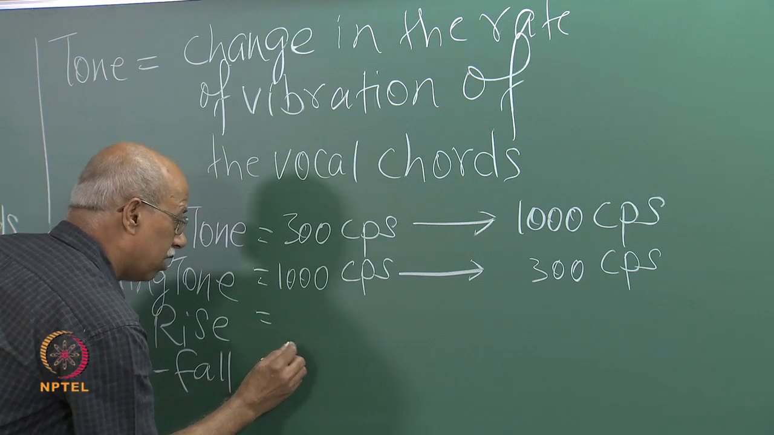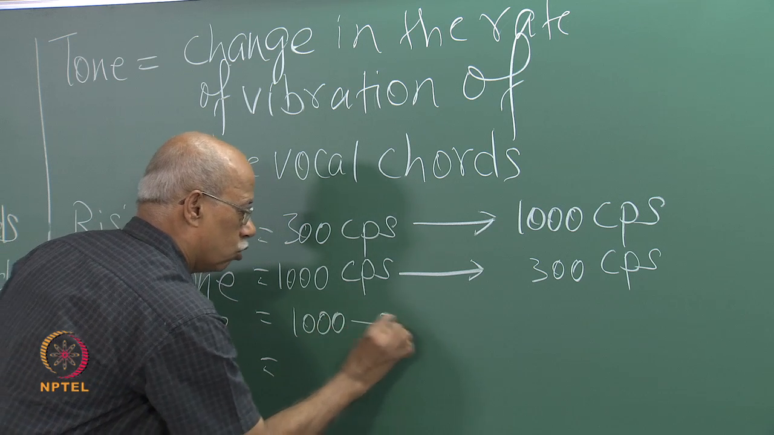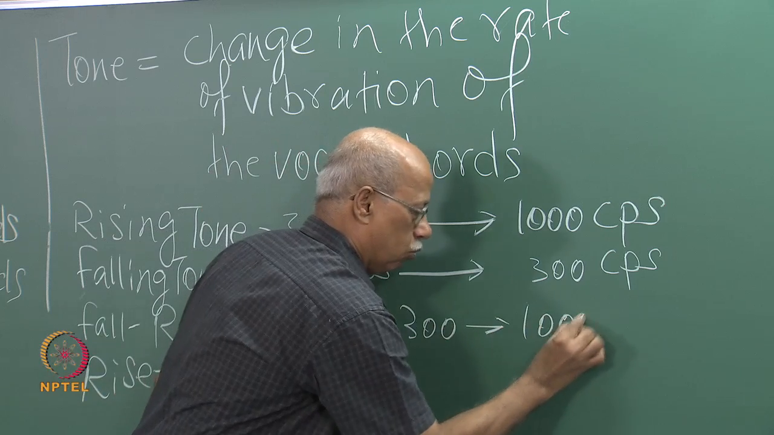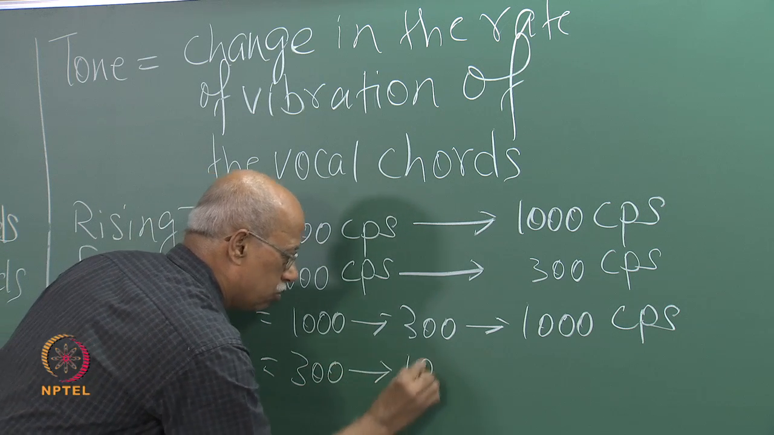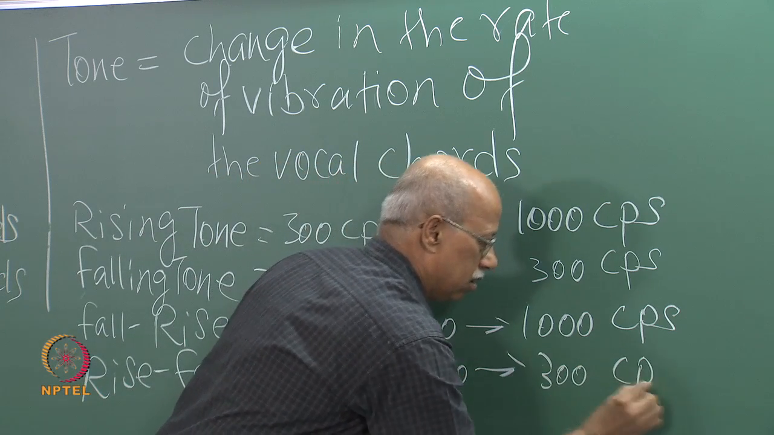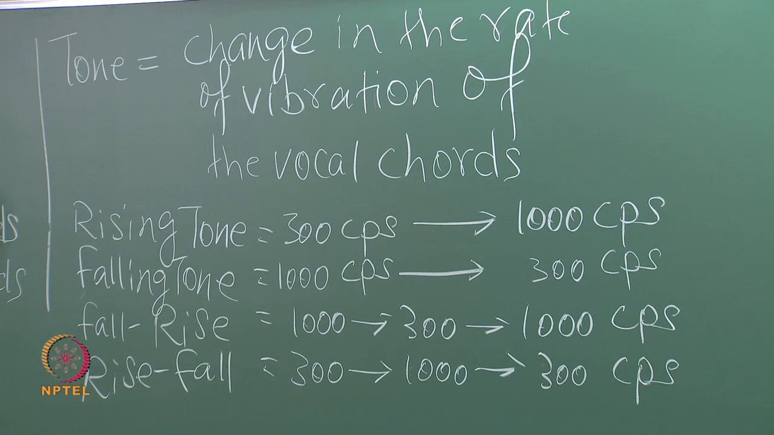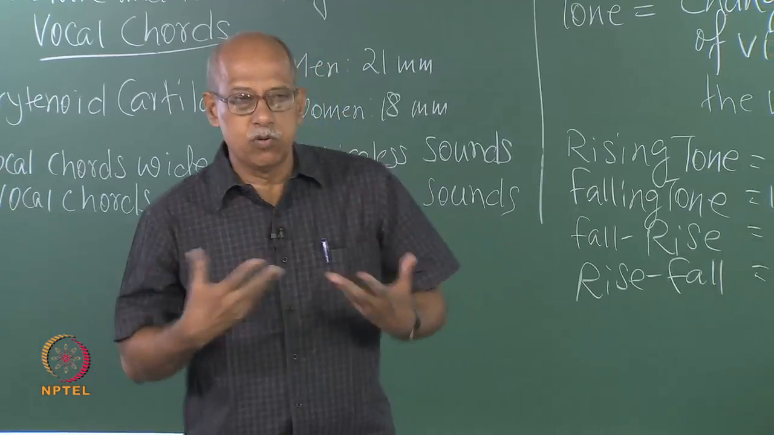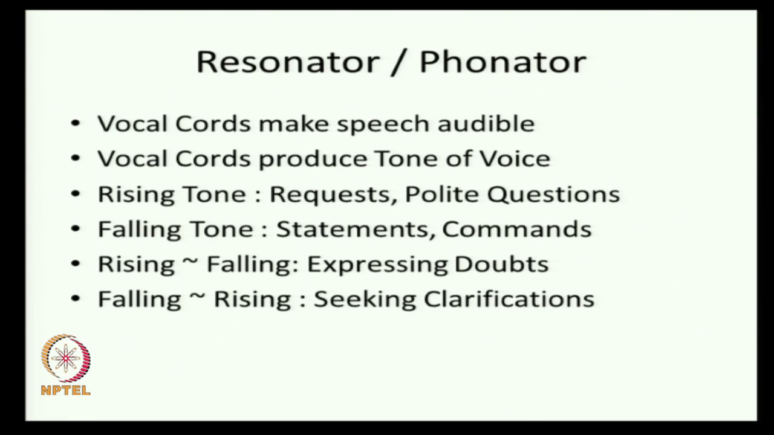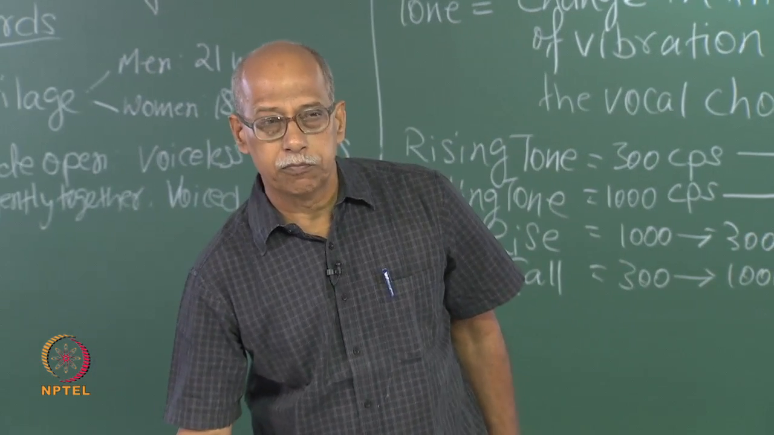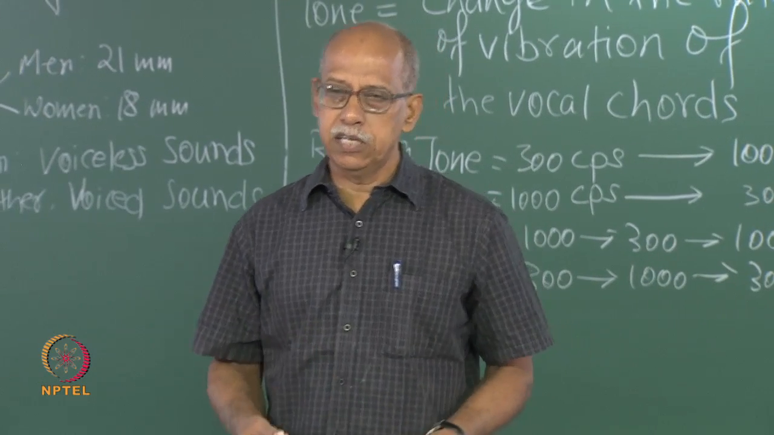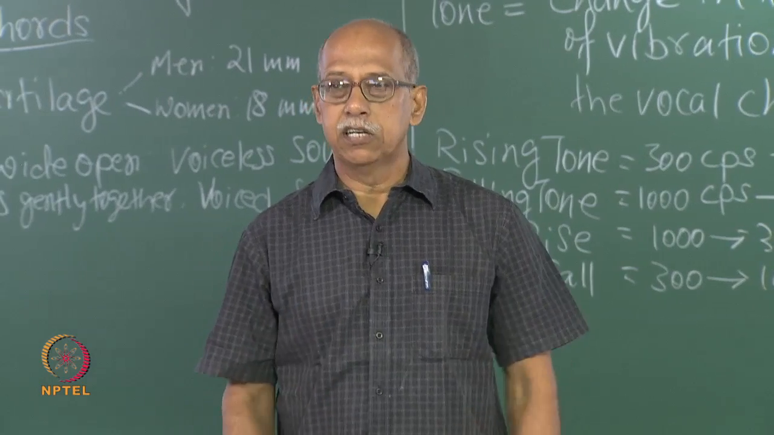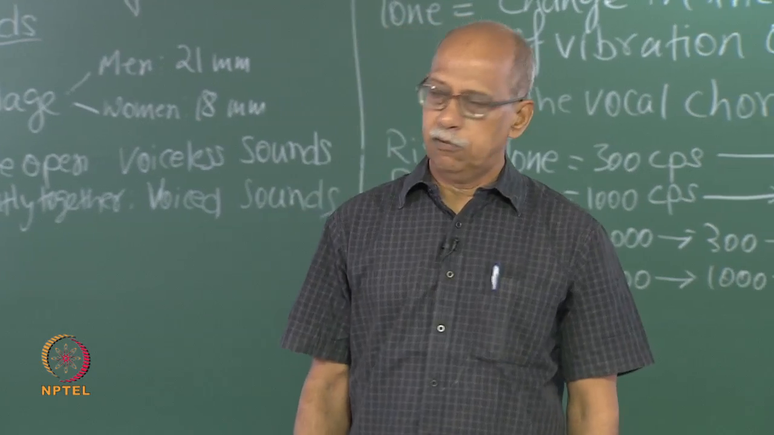So, for example, when you have fall, rise, it starts at 1000, goes to 300, goes back to 1000 cycles per second. When you have rise, fall, you start at 300, go to 1000, and come back to 300 cycles per second. There can be a whole lot of permutations and combinations, depending upon the kind of voice we use. In other words, vocal cords perform a variety of speech-related and social functions. The attitude, the meaning, etc., are conveyed through tones, and tones are possible because vocal cords vibrate in a particular manner.